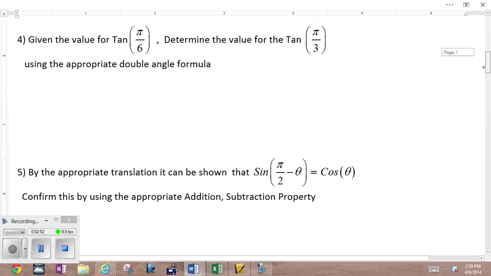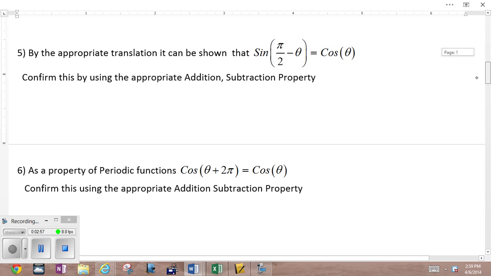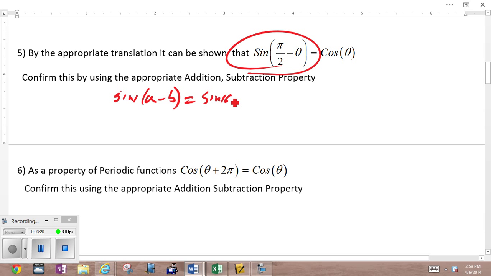Tangent, you could do the same way. Appropriate translation here for sine of pi over 2 minus theta. We know that is the case because of the translation, but we're going to show that with the expansion formula for the sine, which is the sine of A minus B is the sine of A cosine of B minus the cosine of A sine of B.